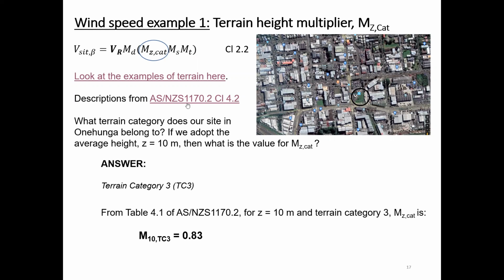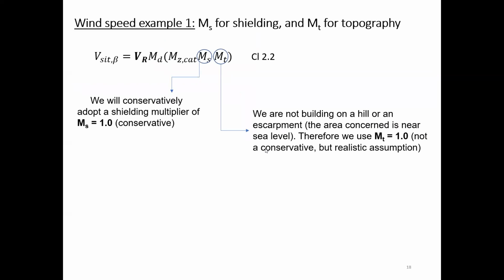Now for MS and MT, we said that we're going to use 1 for them. We will conservatively adopt the shielding multiplier of 1 because it can go below 1. We are not building on a hill or an escarpment. The area concerned is near sea level. Therefore, we use MT equals 1.0. This is not conservative, but a realistic assumption in this case.